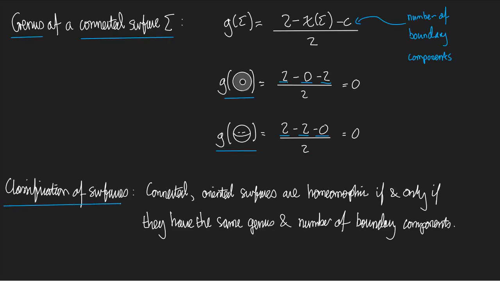So the next important thing you want to know is the classification of surfaces. It says that two connected oriented surfaces are homeomorphic if and only if they have the same genus and the same number of boundary components. So under those circumstances, we know the surfaces are homeomorphic. Okay, so that's the end of the mini lecture.